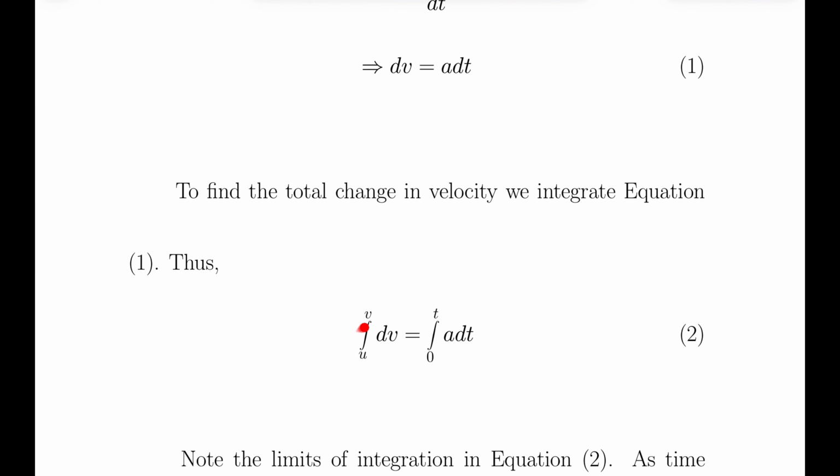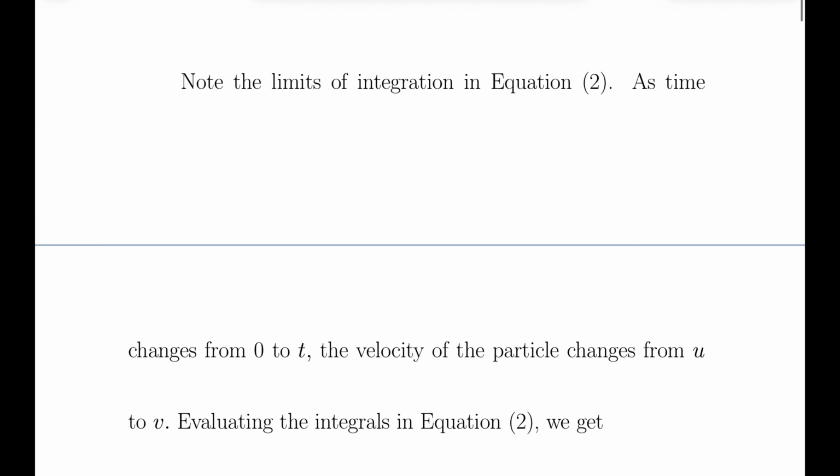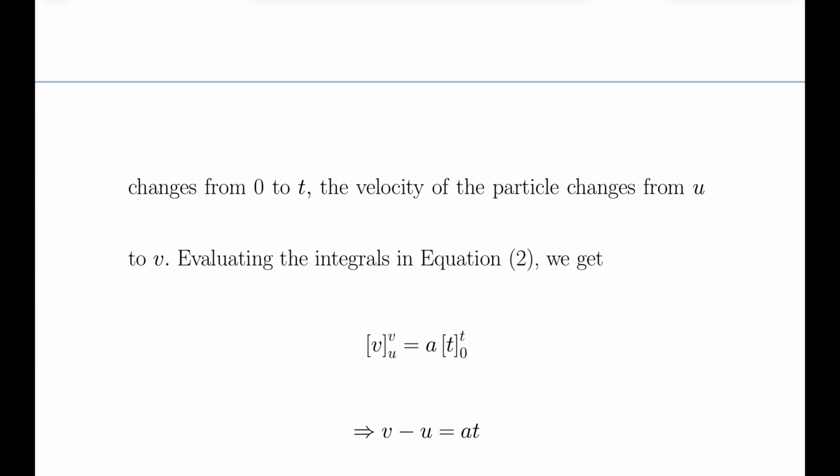v is the final velocity and u is the initial velocity. This is equal to the integral of a dt, where time varies from 0 to t. That means the velocity is u when time is 0, and velocity is v when time is t. As time changes from 0 to t, we see that the velocity of the particle changes from u to v.